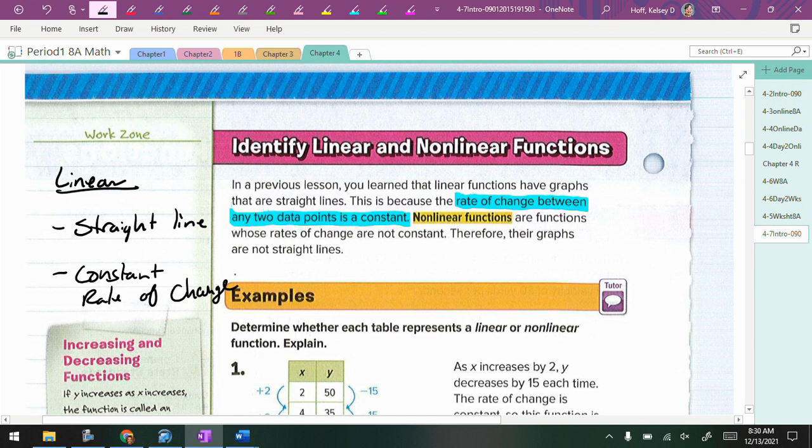The opposite of linear is nonlinear, which is not constant or not the same and not a straight line. Ms. Hoff usually says it's got some type of curve to it. Okay? It's got some type of curve. 328.